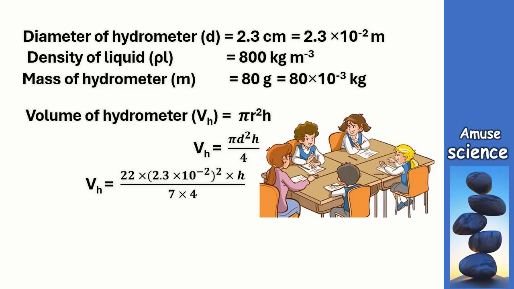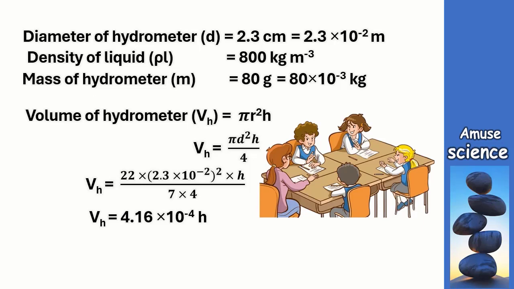When we compute this on our calculators, we are going to have 4.16 times 10 exponent minus 4 h. So this is the volume of the hydrometer which is sinking in the liquid, and it is expressed in terms of its height, which is also sinking in the liquid. So now we can find the volume of the hydrometer inside the liquid, and when we find it, we can come and substitute it into this to find the height which the question is asking us to find.